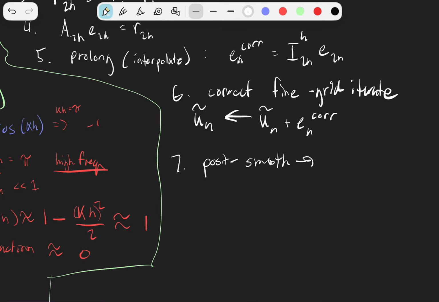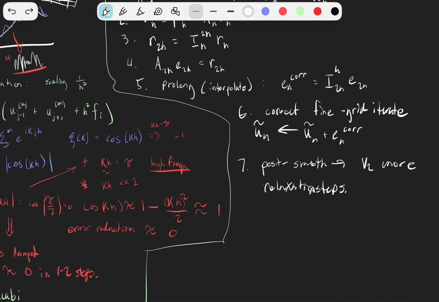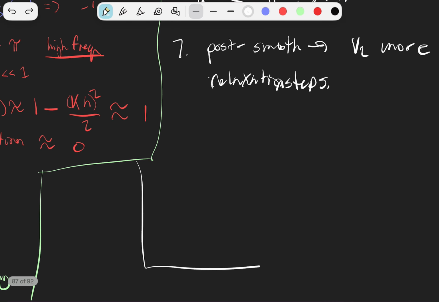So we'll apply V sub 2 more relaxation steps. Okay. Now, what this allows us to do then is think about it. So let's first draw this out. I think drawing it out will help a little bit.